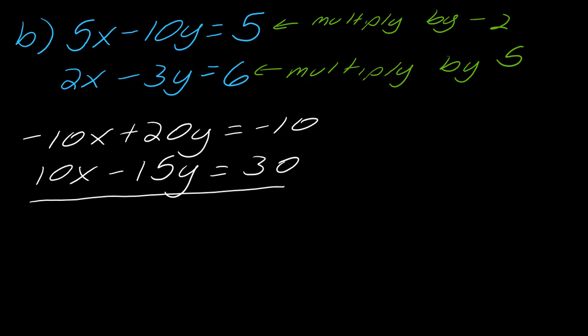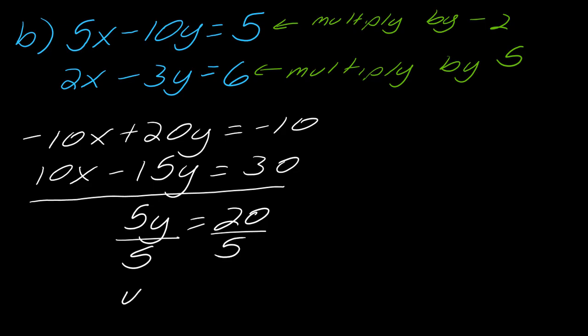So as I eliminate, now I get 5y equals 20. Divide both sides by 5, I get y equals 4. Oops, sorry, y equals 4.